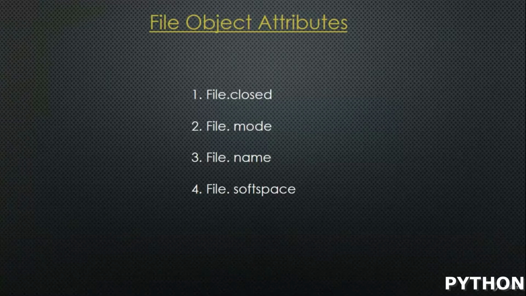Then newlines. A file object that has been opened in universal newline mode has these attributes, which reflect the newline convention used in the files. The value of these attributes can be \r carriage return, \n newline, etc. None can also be there, or a tuple containing all the newline types that are seen. So let's perform.